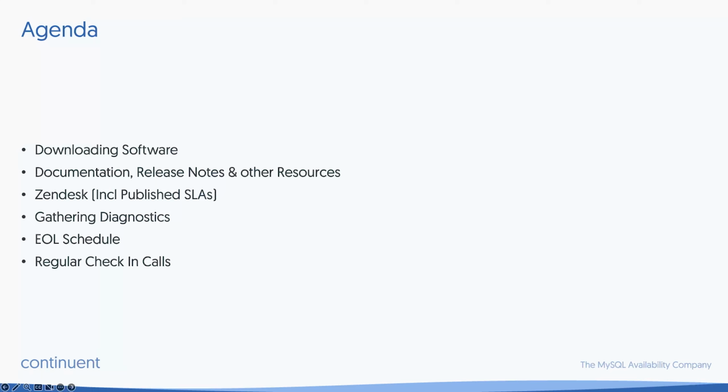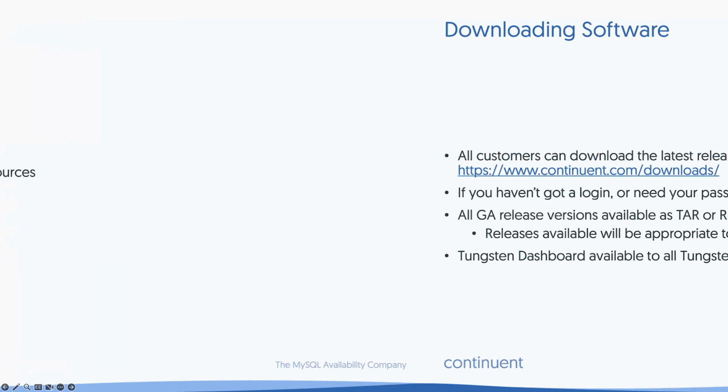First, I will cover how to access the software for which you are licensed, and also where to find our documentation and other useful resources. I will cover Zendesk, our main support portal, and the best practices to ensure we have all the information we need when dealing with any support requests. Finally, I will briefly cover our EOL schedule and how to keep in touch with you.